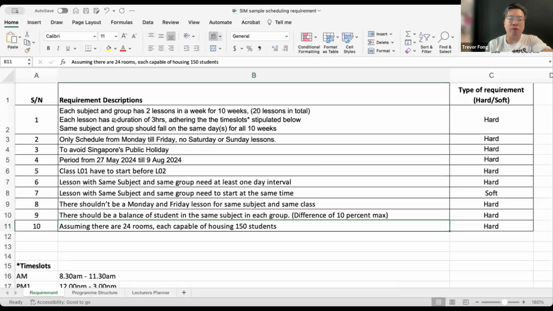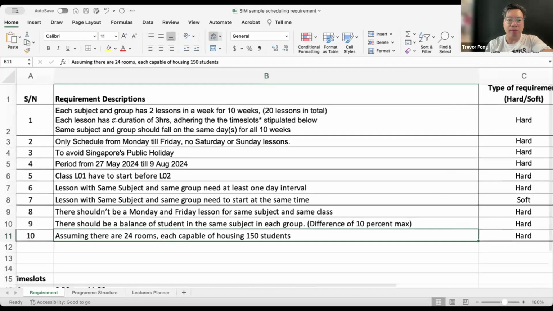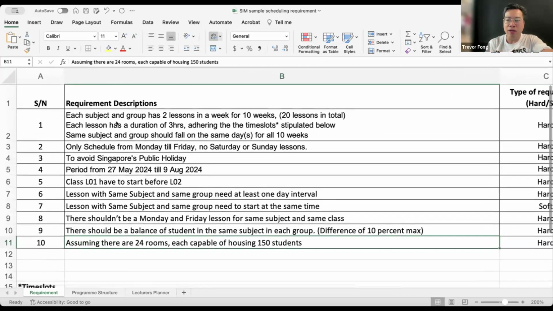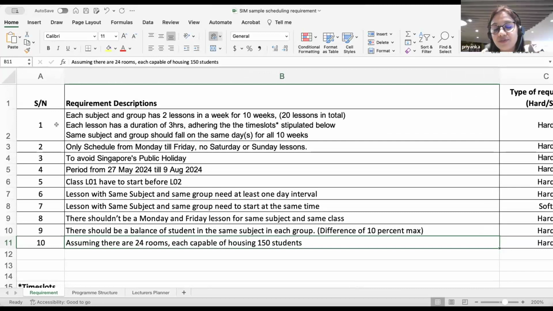Okay, so let's go through the first one, which are the requirements. Now, my understanding, Priyanka, correct me if I'm wrong, these are from all your users. The users have given you these requirements for timetabling. Is that correct? Sean, can you confirm on that?